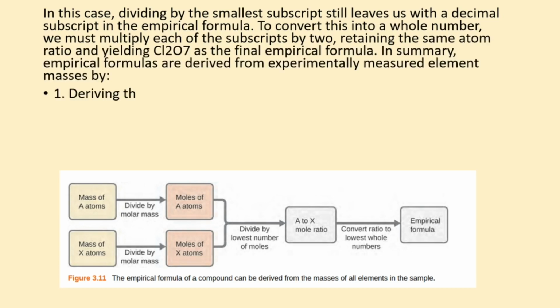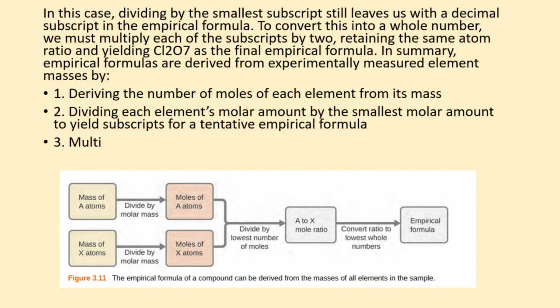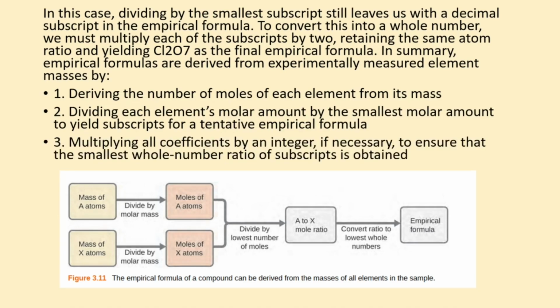In summary, empirical formulas are derived from experimentally measured element masses by: 1. Deriving the number of moles of each element from its masses. 2. Dividing each element's molar amount by the smallest molar amount to yield subscripts for a tentative empirical formula. 3. Multiplying all coefficients by an integer, if necessary, to ensure that the smallest whole number ratio of subscripts is obtained.